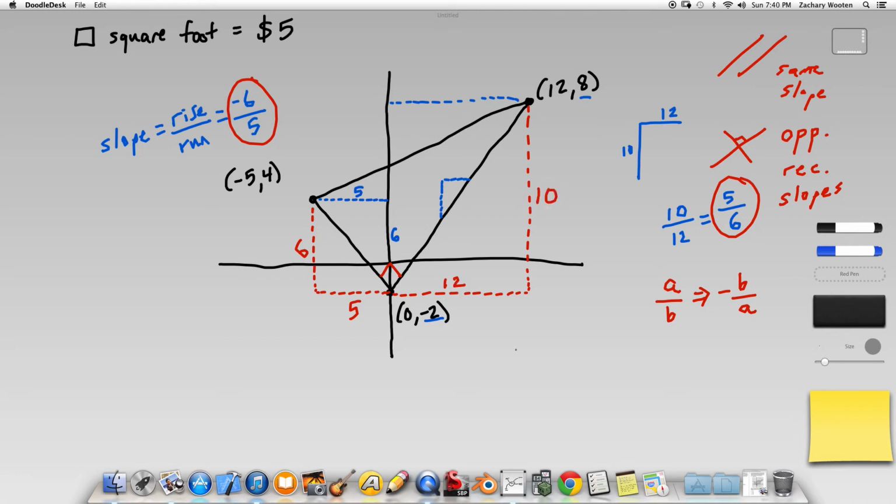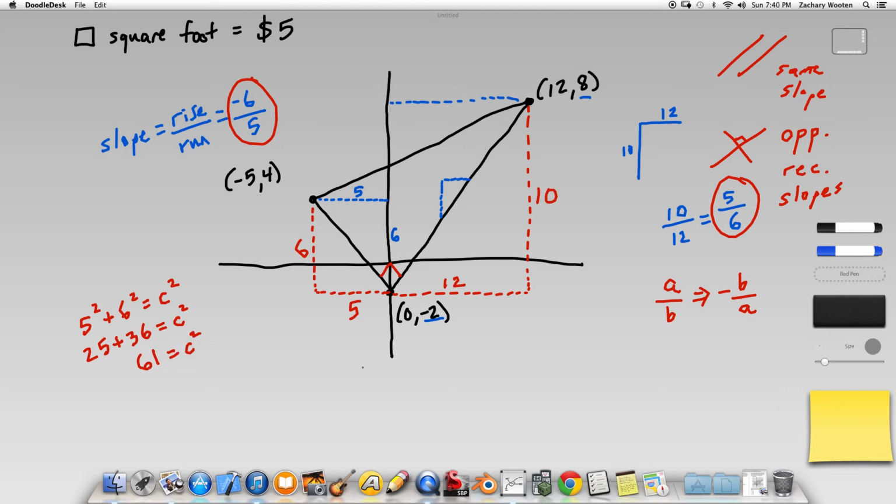So now we use the Pythagorean Theorem. We do a squared plus b squared equals c squared. So 5 squared plus 6 squared will equal this distance squared, and we'll just call it c squared again for now. 5 squared is 25, hopefully you know that in your head. 6 squared is what? 36. Add those up and you should get c squared. So 25 plus 36 gives a total of 61.